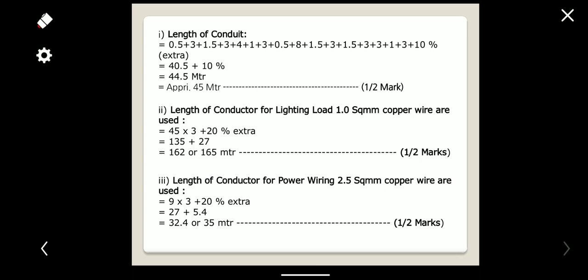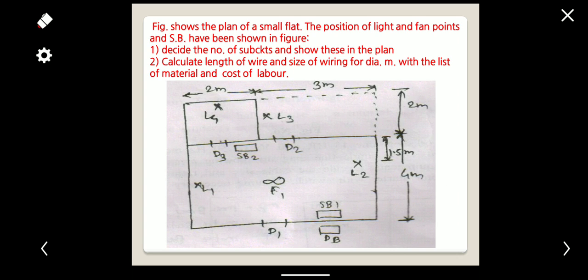So the next numerical: the figure shows a plan of a small flat. The positions of lights, fan points and sub-circuit board have been shown in the figure. Decide the number of sub-circuits and show this in the plan.